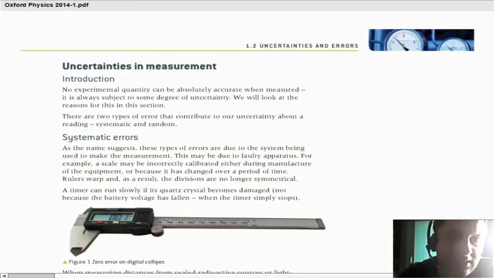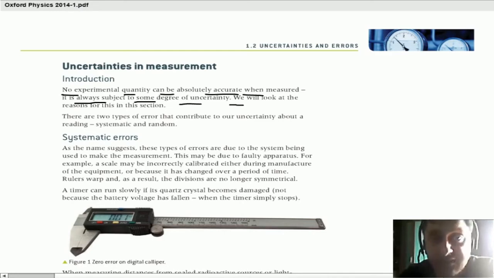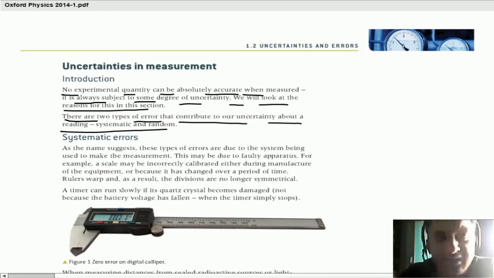So in uncertainty in measurement, no experimental quantity can be absolutely accurate. As I told you, when measured, it is always subject to some degree of uncertainty. We will look into the reason for this in this section. There are two types of error that contribute to our uncertainty about a reading, systematic and random. Systematic errors, as the name suggests, are due to the system being used to make the measurement. This may be due to faulty apparatus.